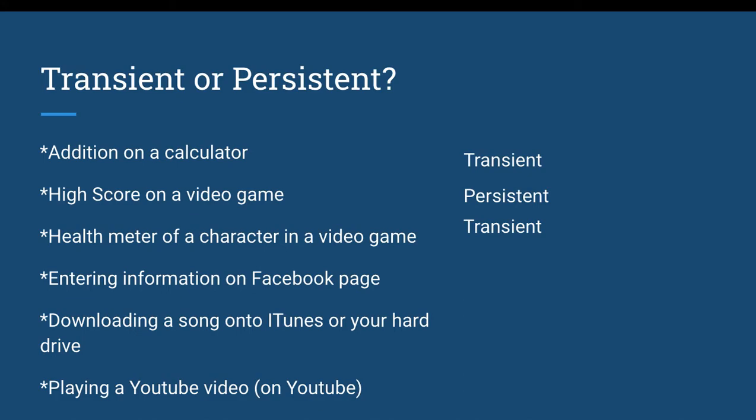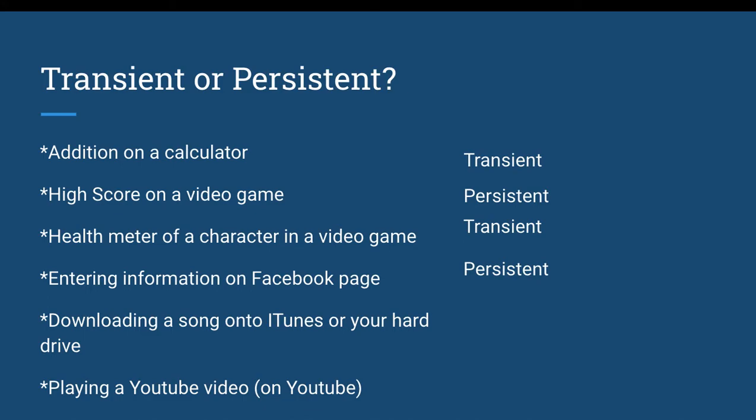If you enter information on a Facebook page, whether that's a comment or you're adding a photo, somewhat frighteningly, that information is persistent. It goes into Facebook's server. They would legally claim that they now own that information, even if it's your picture or your comment, and it may exist forever, maybe unfortunately.